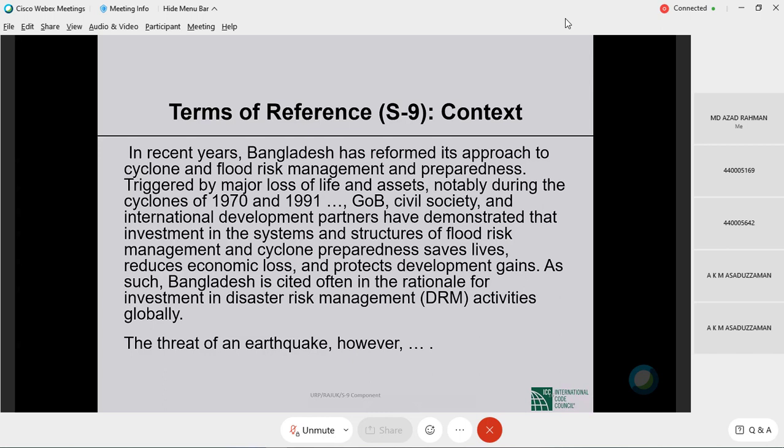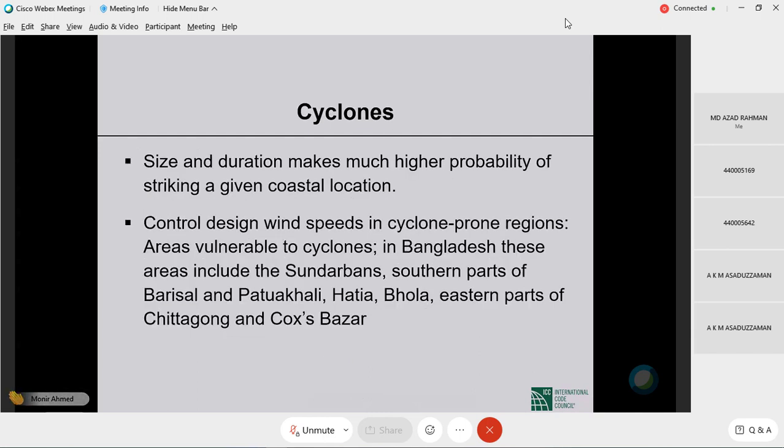Government of Bangladesh, civil society, and international development partners have demonstrated that investment in the systems and structures of flood risk management and cyclone preparedness saves lives, reduces economic loss, and protects development gains. As such, Bangladesh is cited often in the rationale for investment in disaster risk mitigation activities globally. So Bangladesh has been successful in containing the effects of cyclones. And then the World Bank document goes on to say that earthquakes are a different story, and that much of S9 is devoted to what do we do about earthquakes. But it is good to know that Bangladesh has been very successful in containing the effects of cyclones, which are relatively not uncommon in the country.